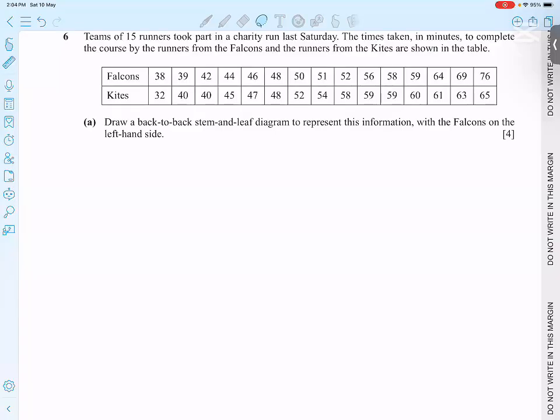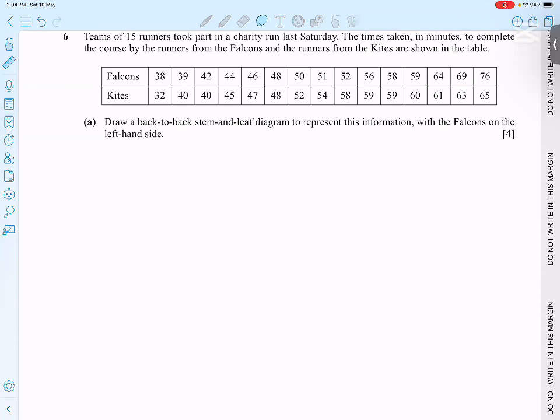Question number 6 we have, students. And the question is that 15 runners took part in a charity run last Sunday. Time taken in minutes. You can see in the diagram, falcons and kites. The scores by runner are clearly mentioned in the table. So draw a back-to-back stem and leaf diagram. We have to make it.